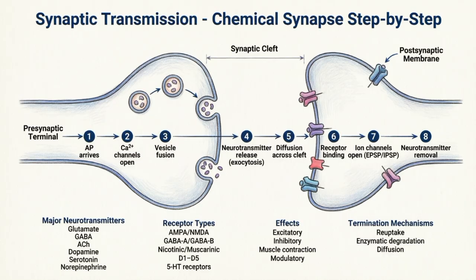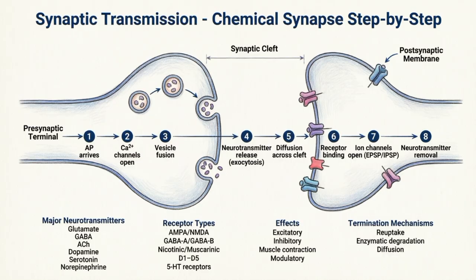Step 3. Vesicle fusion. The influx of calcium ions causes synaptic vesicles, tiny membrane-bound sacs filled with neurotransmitter molecules, to move toward and fuse with the presynaptic membrane. Step 4. Neurotransmitter release by exocytosis. The fused vesicles release their neurotransmitter contents into the synaptic cleft, the tiny gap between the presynaptic and postsynaptic neurons.